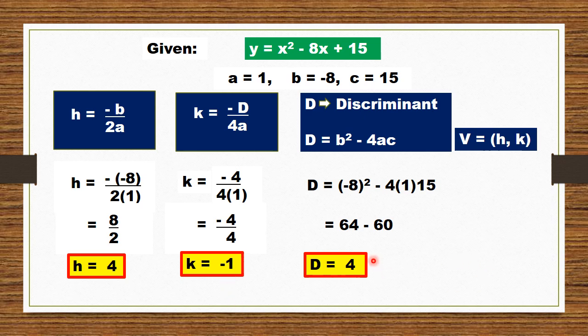So ang advantage nito, makikita ko agad kung ilang solution ang meron sa quadratic equation. Kung ito ba ay dalawa, or walang solution, or one solution. Ayan. Discriminant tells how many solutions in the quadratic equation. So the vertex is the quantity of 4 comma negative 1. So this is the h and this is the k.